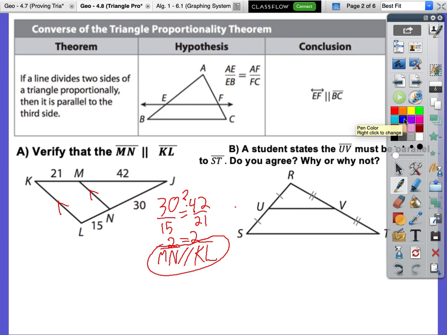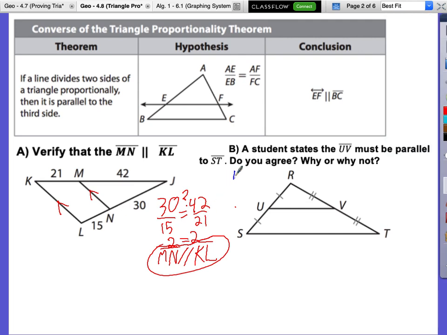Last thing we're going to look at is still on this problem. We said we can either do 30 over 15 and 42 over 21, or we could also do 15 over 30 and 21 over 42, right? We said we can reverse that. As long as we flip one, we have to flip the other.